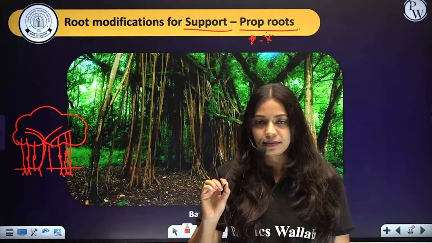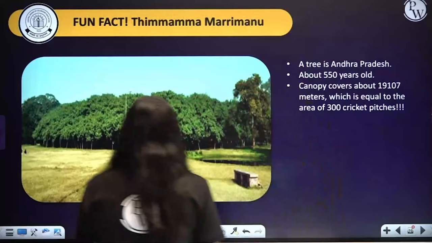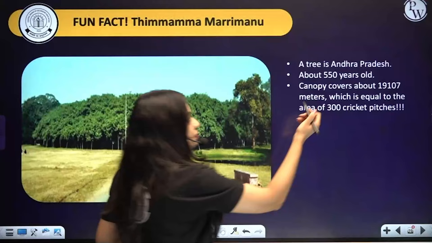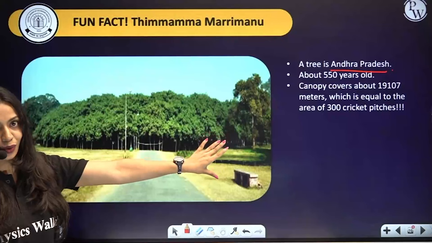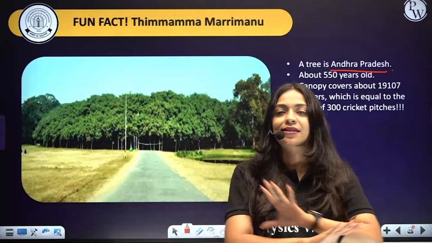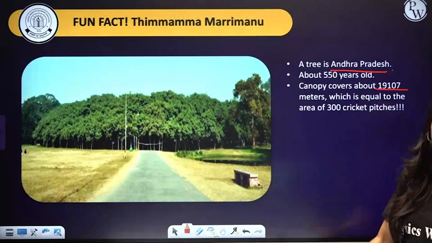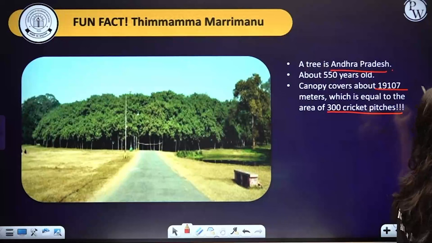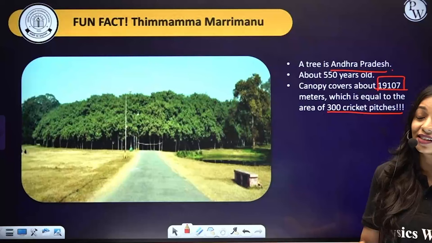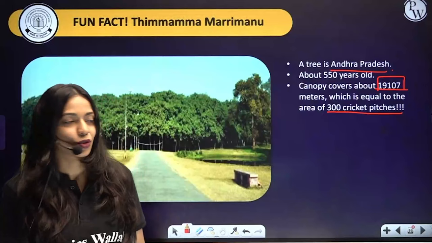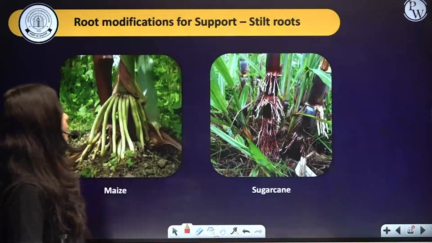Now let's take a look at the second example. Oh, before that, here's a fun fact for you. This huge tree that you're looking at here is found in Andhra Pradesh in southern India, and it's about 550 years old. It is in the Guinness Book of World Records for being the tree that has the largest canopy in the world. The canopy of this single tree covers about 19,107 square meters, which is equal to the area of 300 cricket pitches. That is how huge this one single tree's canopy is. So if you live in Andhra Pradesh, or ever plan to visit, you must definitely visit this place, right? Oh wait, I forgot to mention its name. It's called Timmamma Marimanu.